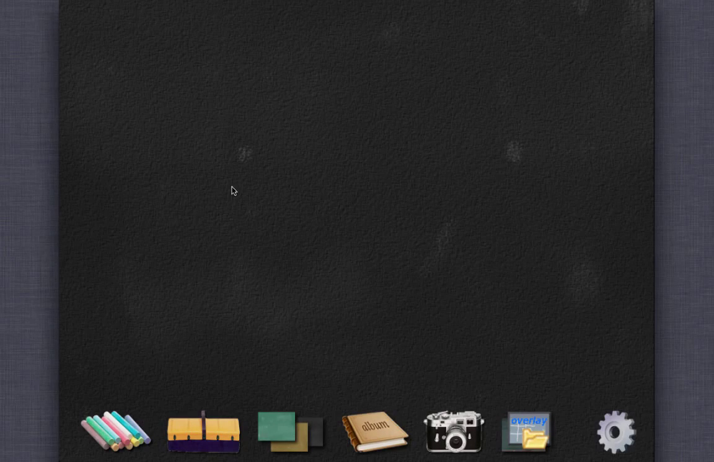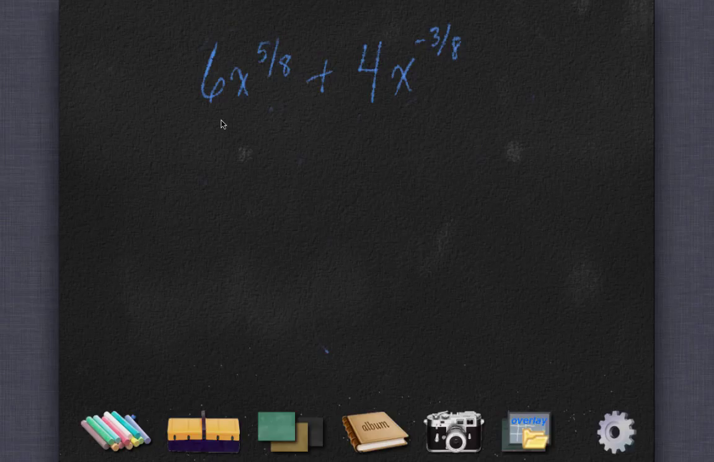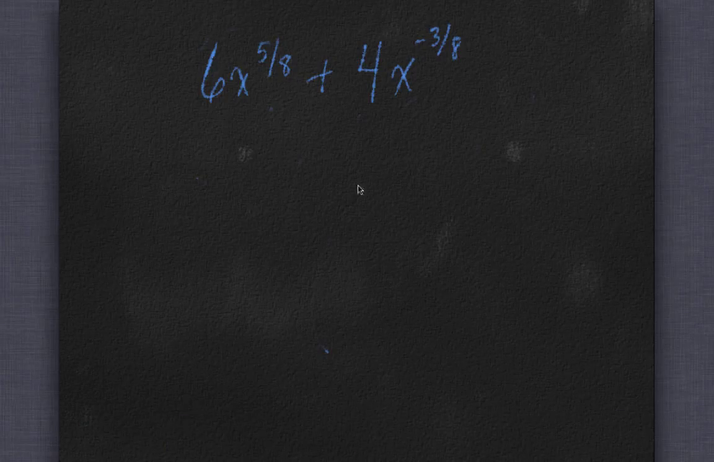Now we also just finished talking about negative exponents. So what if instead I had 6x to the 5/8 plus 4x to the minus 3/8. So this is one of those times that you might want to show the divide multiply version that I was talking about earlier, because this looks pretty confusing.